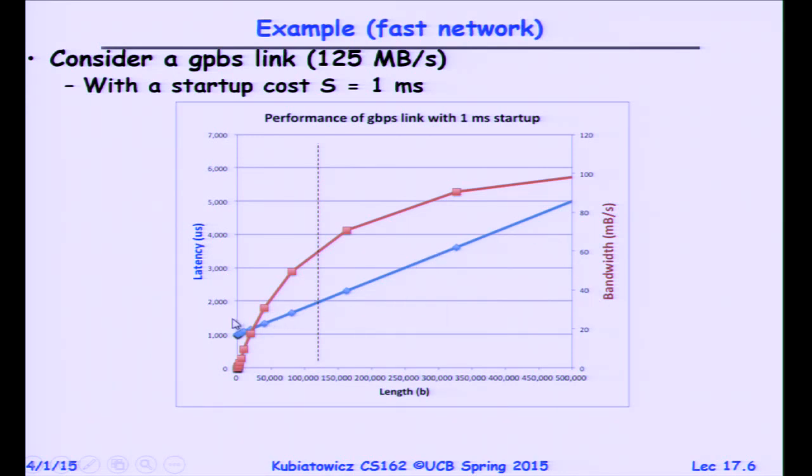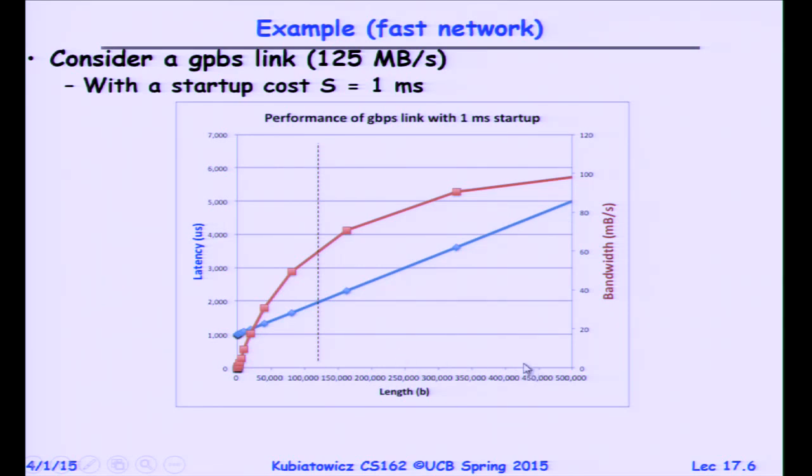Let's look at blue first. What you see here is this millisecond, which is how many microseconds? 1,000. Is an intercept point. So I blow a millisecond with transferring nothing. Right? And then I've got this linear transfer time, depending on how big I'm trying to transfer my packet.